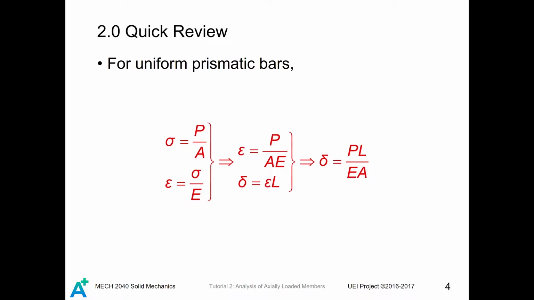And also for the non-uniform prismatic bars, we will have the formula delta equals the integral from 0 to L, where L is the length of the bar, right? Then P dz divided by E A(z), right? In this chapter, sometimes we will consider P as a function of z.